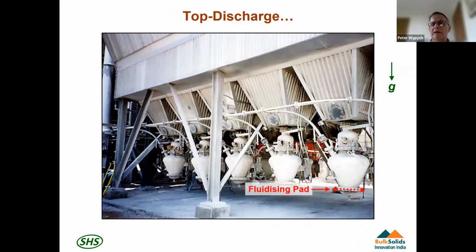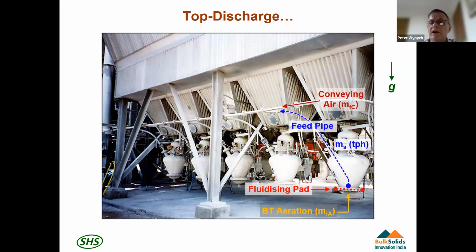If you're looking at a top discharge system now, as opposed to an individual blow tank, we've got the same features here. Now we can see the conveying air line. There's your feed pipe. There's product coming out of there, where it combines at the feed point, and there's your conveying pipeline.